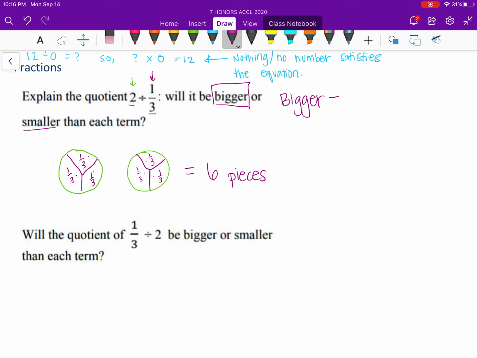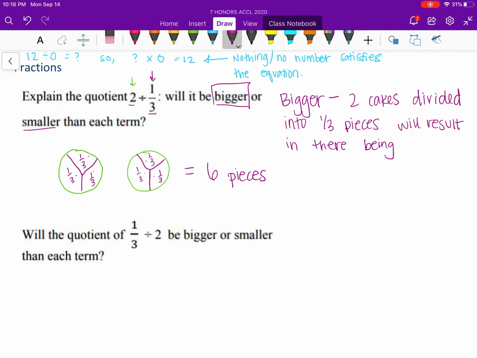Okay, why? Well, 2 cakes divided into third pieces will result in there being 6 total pieces.